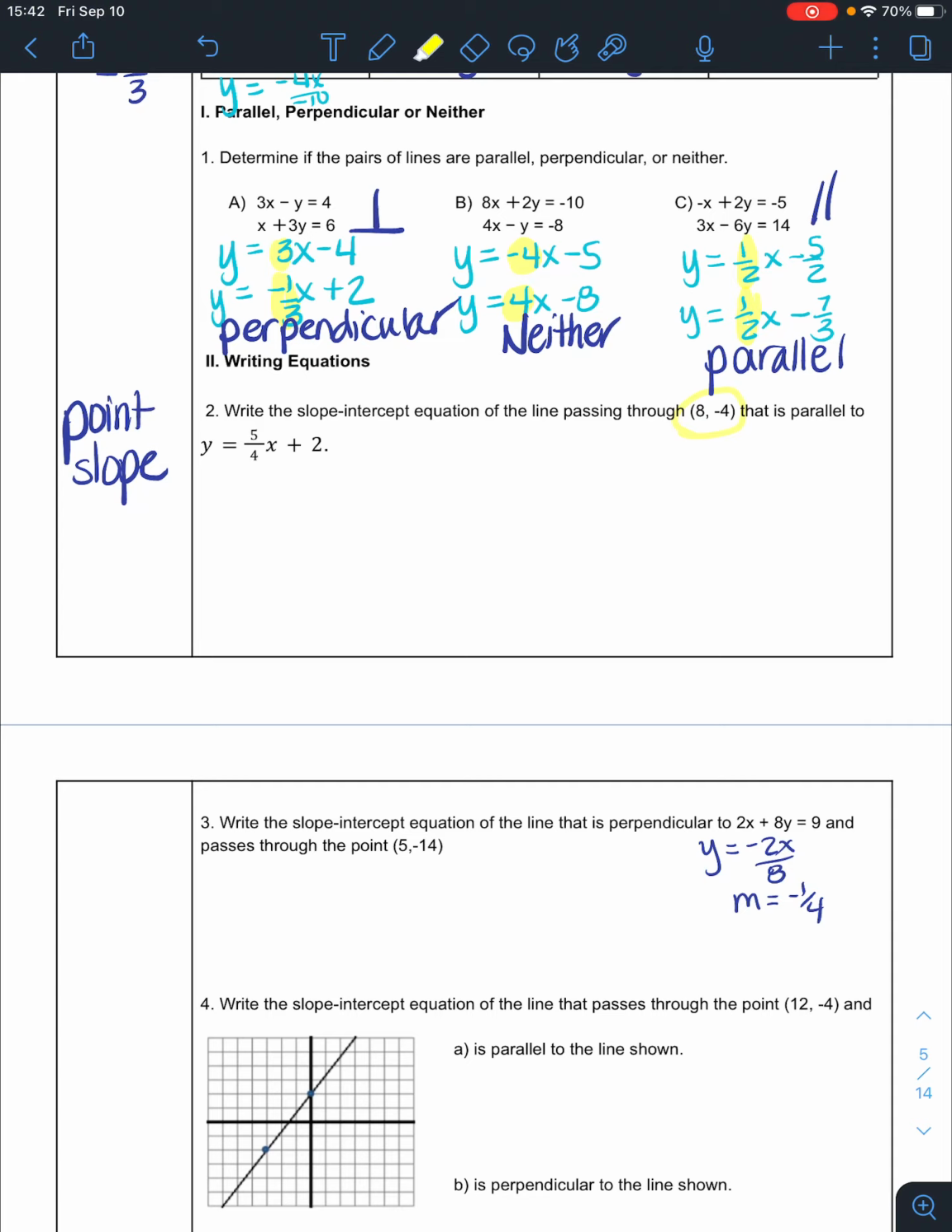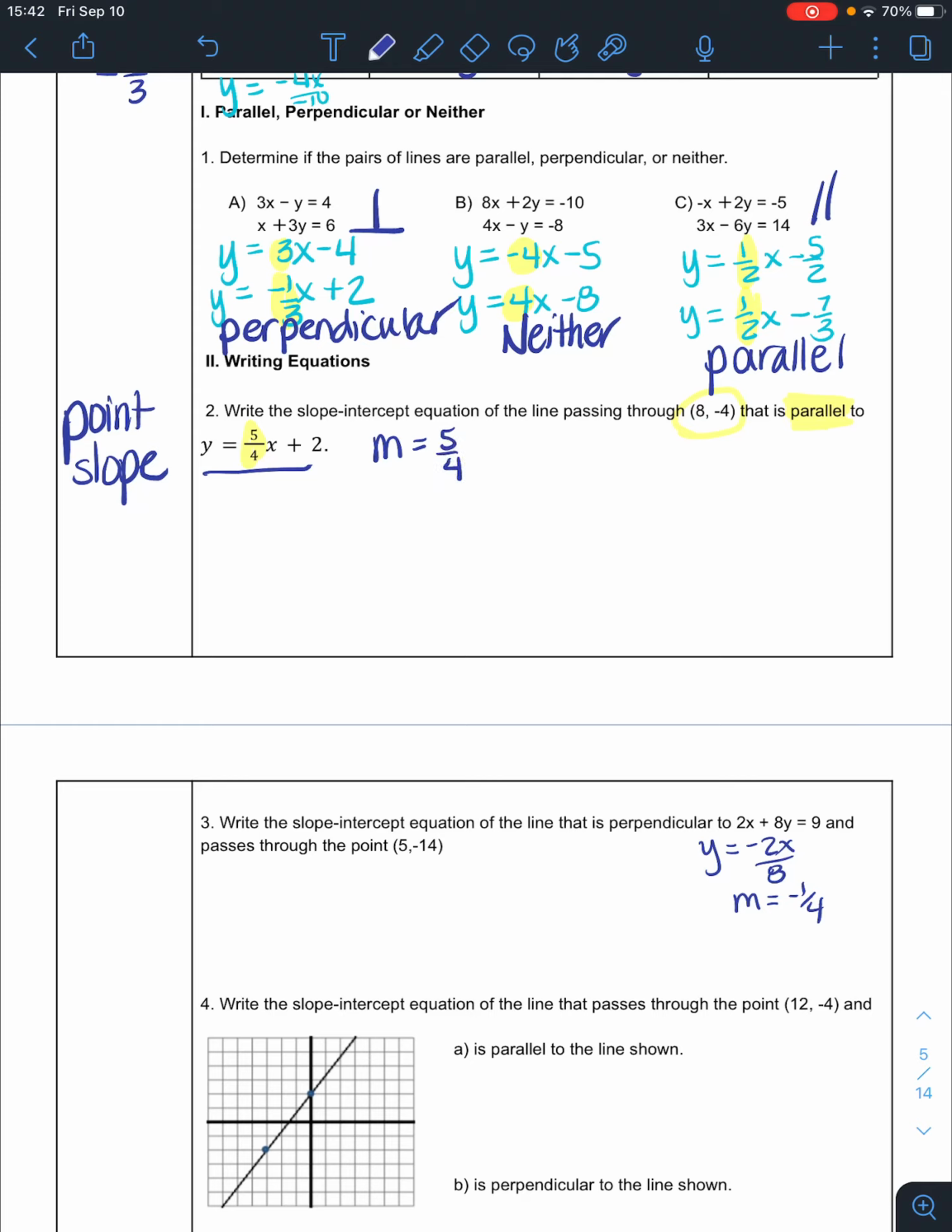that is parallel to y is equal to 5/4 x plus 2. So we need our slope, and it is going to come from right here. It's parallel to this line. Well, this line has a slope of 5/4. Okay, so since this line has a slope of 5/4, my line is going to be parallel to that, so my slope is also going to be 5/4.